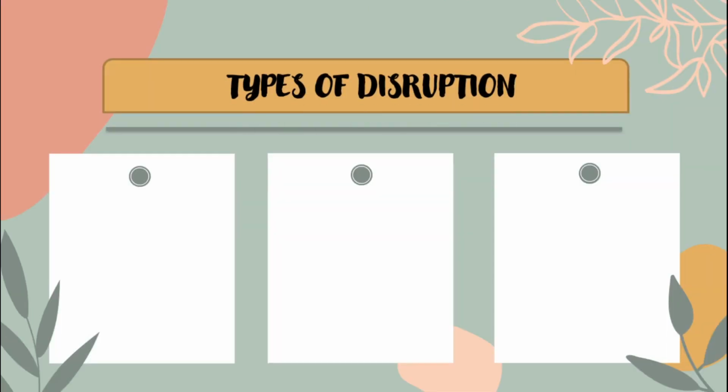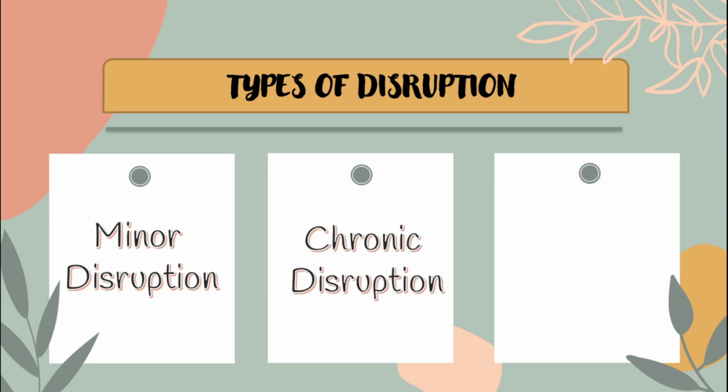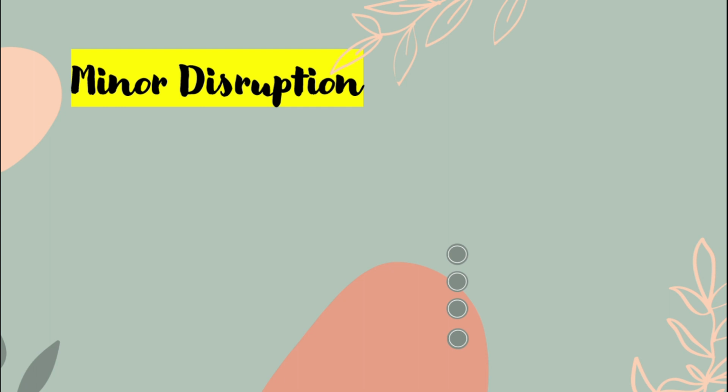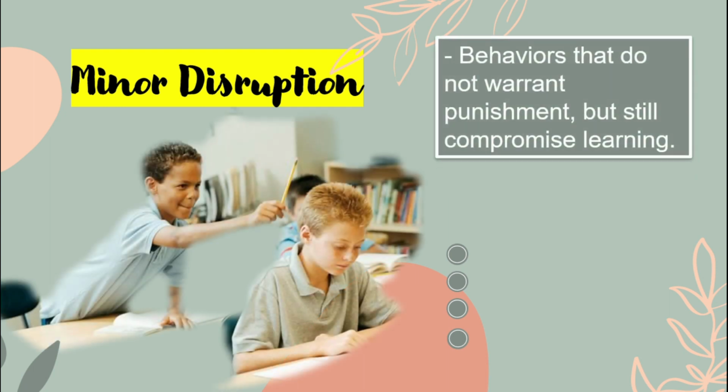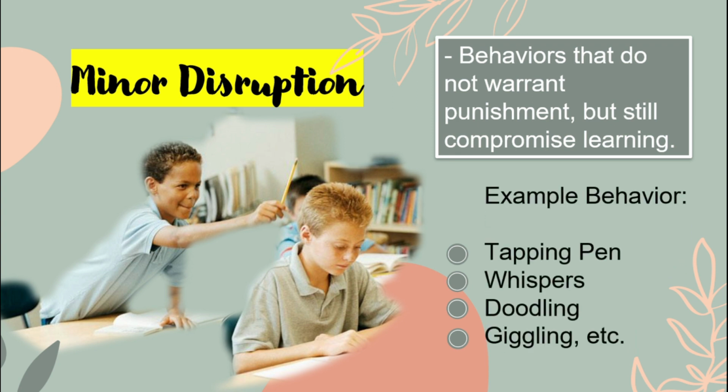First, it is also important to know what type of disruptive behaviors have occurred inside your classroom, okay? So that we can properly deal with the disruptive behavior. Today we are going to discuss three types of disruption. The first one is the minor disruption, then chronic disruption, and the last but not the least is the major disruption. The first type of disruption is minor disruption, and these are behaviors that do not warrant punishment but still compromise learning. Example behaviors are tapping a pen, whispers, doodling, giggling, and so on.